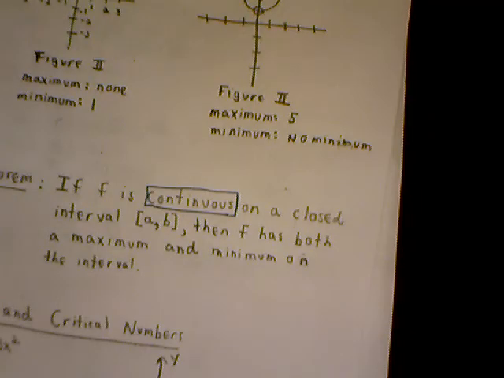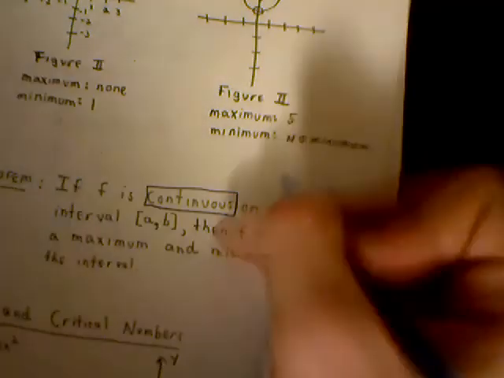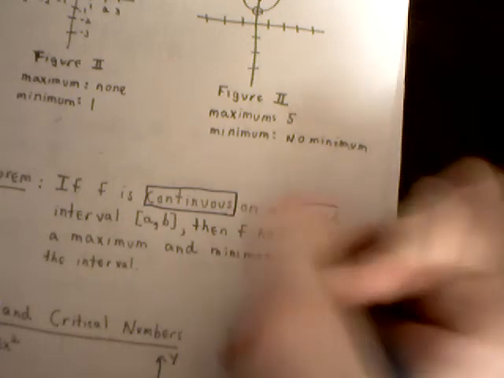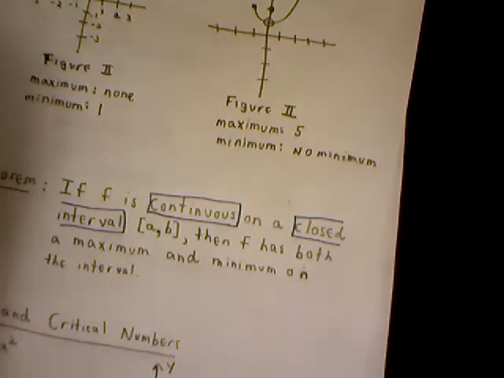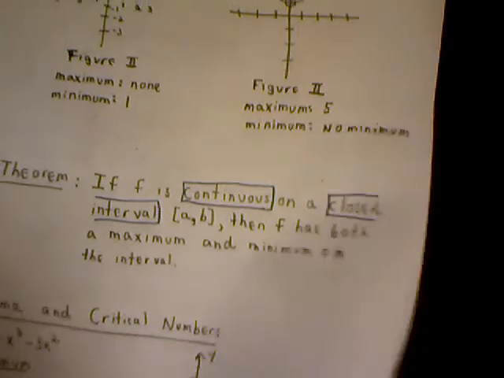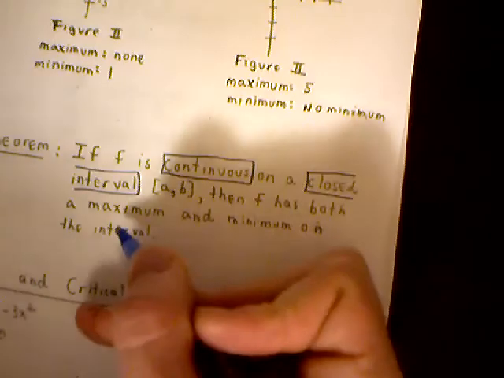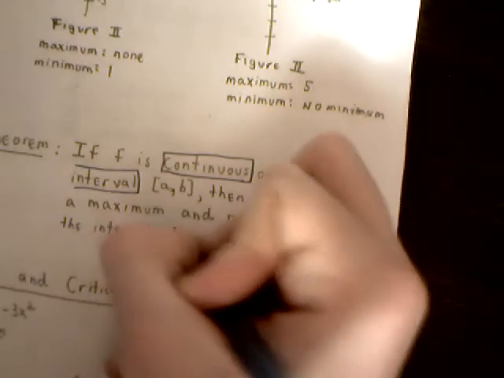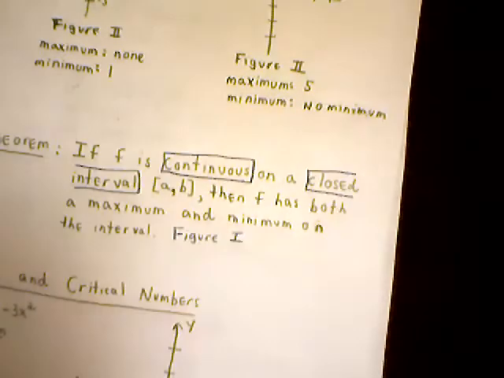Now, if a function is continuous on a, also you need to circle, box, do whatever you have to do here, closed interval [a, b], then f has both a maximum and minimum on the interval. This is called the extreme value theorem. Now, your visual that goes with the extreme value theorem is figure 1. So let's look over here at figure 1.